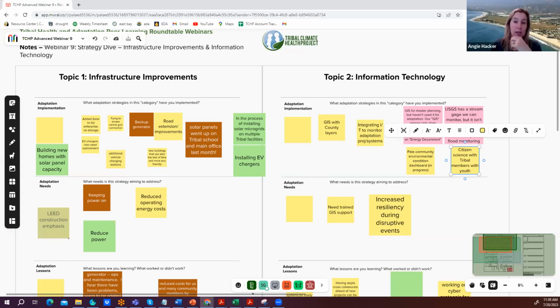Yes. Ryan's adding that EPA Region 10 gives out Purple Air monitors, and the National Indian Health Board is giving away air filters for tribes. So that's a good resource.